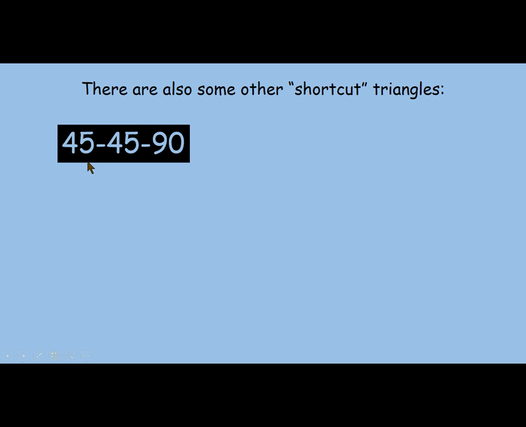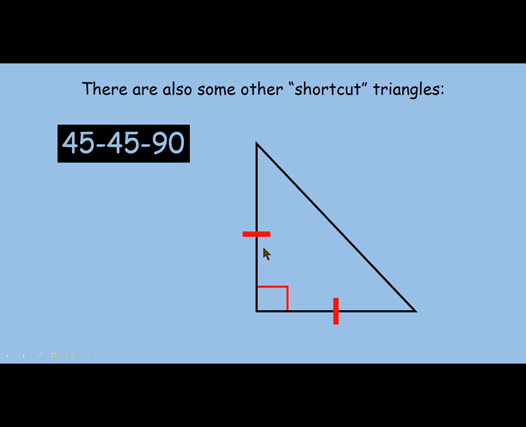Let's start with the first one, 45, 45, 90, because it's easier. First, let me show you the 45, 45, 90 triangle. It looks like this. We're talking about Pythagorean theorem, so it has to be a right triangle. And what's special about this right triangle is it's isosceles. These 2 sides are going to be the same as each other. It's a right isosceles triangle. Every right isosceles triangle will have this same shortcut. Since it's isosceles, those 2 sides the same means these 2 angles are also the same. And if those angles are the same, and the 3 angles have to add to 180, well, the only set of numbers that work are 45, 45, and 90.